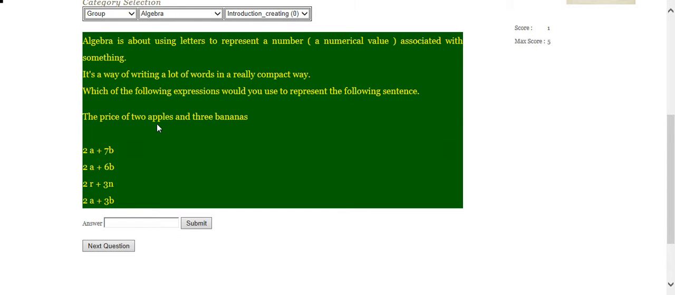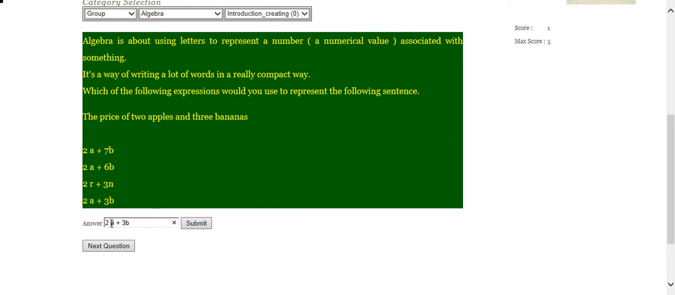an apple. Now we know that A represents the price of 1 apple, so we can say that 2A represents the price of 2 apples. We know that B represents the price of a banana, and we can say that 3B represents the price of 3 bananas. And we can say that 2A plus 3B represents the price of 2 apples plus 3 bananas.